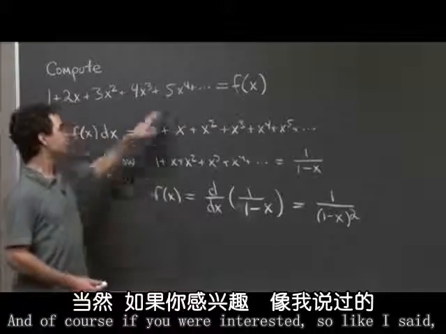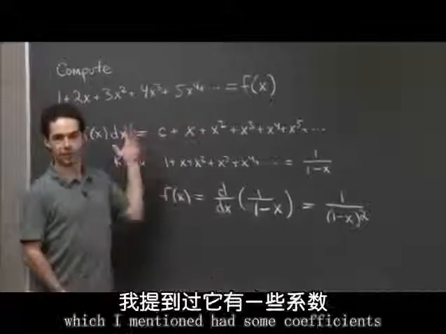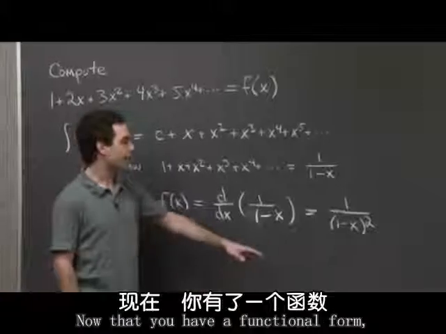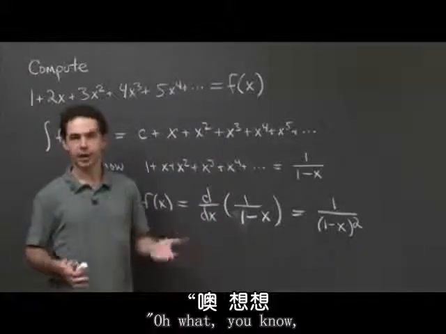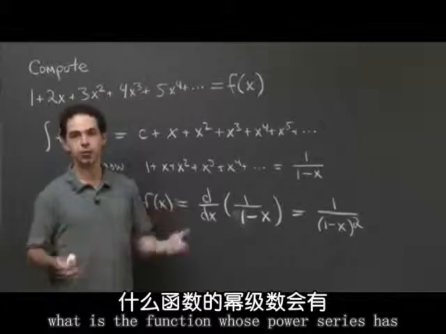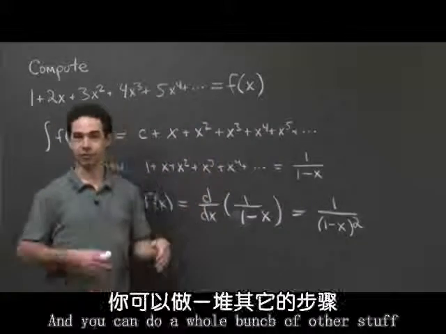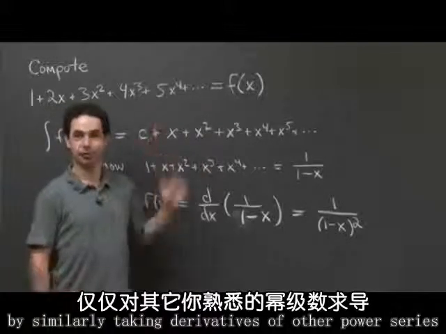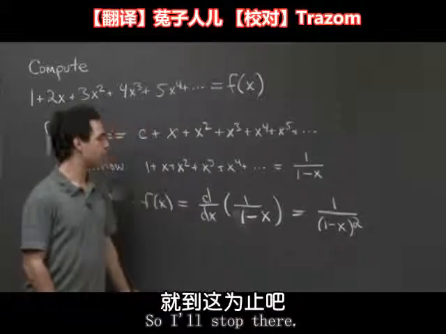And of course, if you were interested, like I said, now you could look at the derivative of this, which I mentioned had some coefficients that were given by some quadratic polynomial. Now that you have a functional form, you could figure out what is the function whose power series has that quadratic polynomial as coefficients. And you can do a whole bunch of other stuff by similarly taking derivatives of other power series that you're familiar with, or integrals. So I'll stop there.